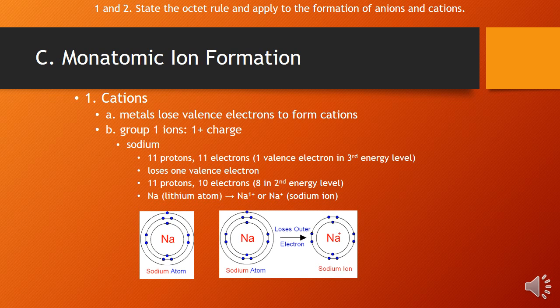Now if you consider this, we could draw a similar diagram for each of these elements in group 1, and they'd all be the same thing. All these group 1 elements would all form a 1 plus charge. So on your periodic table, what you want to do is somehow indicate that group 1 ions are always going to be 1 plus, because they'll always lose their 1 valence electron.